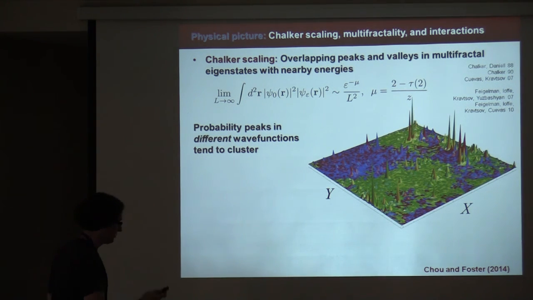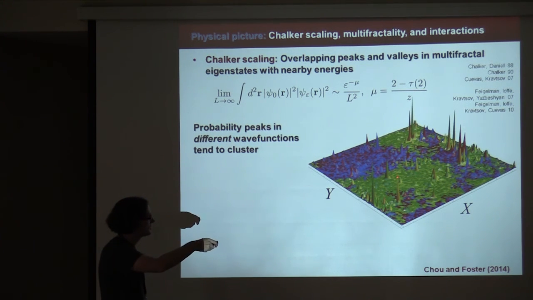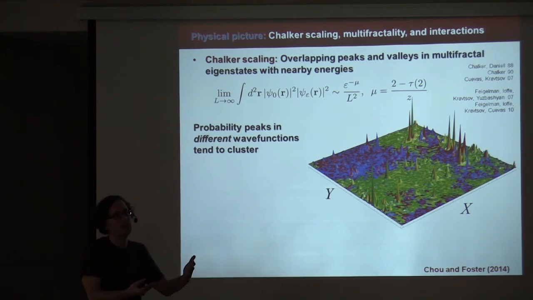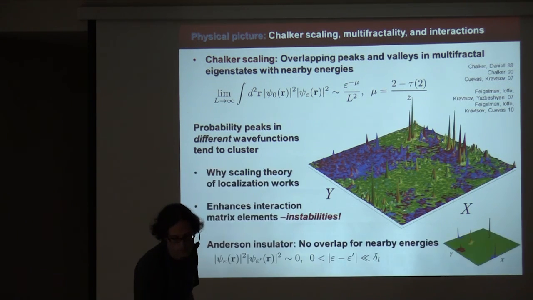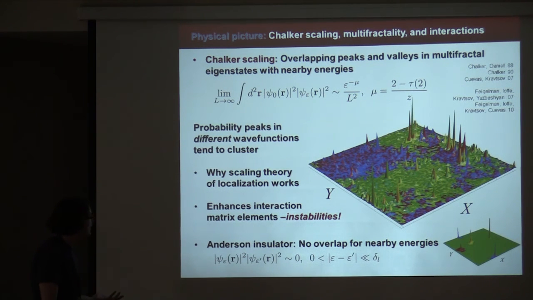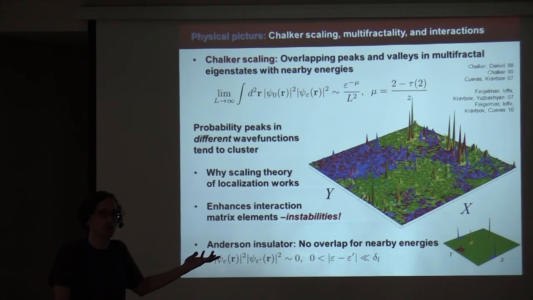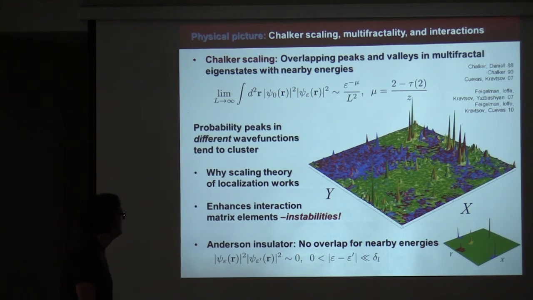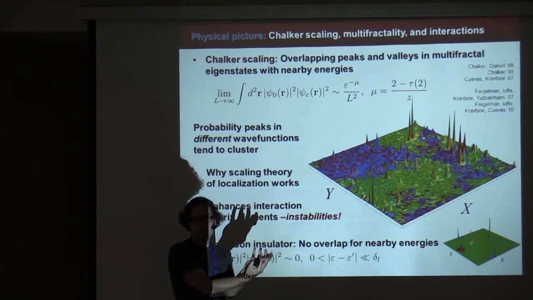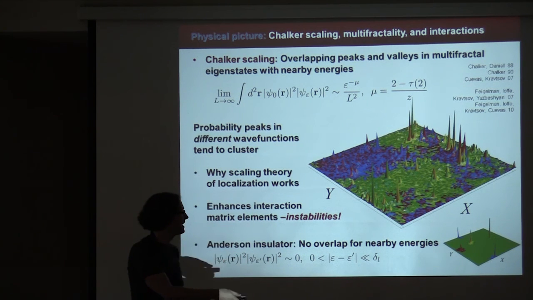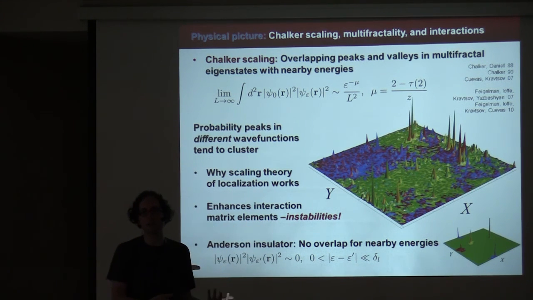But Chalker scaling tells you that no, actually, all of these wave functions that are critically delocalized, like you're sitting at a metal-insulator transition, have this correlated structure of peaks. So that's why scaling theory works, but also what it means is that disorder can enhance interactions. Because say if I have short-range interactions, like I would have at the surface of a topological superconductor, any long-range interactions are screened by the bulk condensate, then the fact that these wave functions sit on top of each other means that I can strongly enhance short-range interactions.